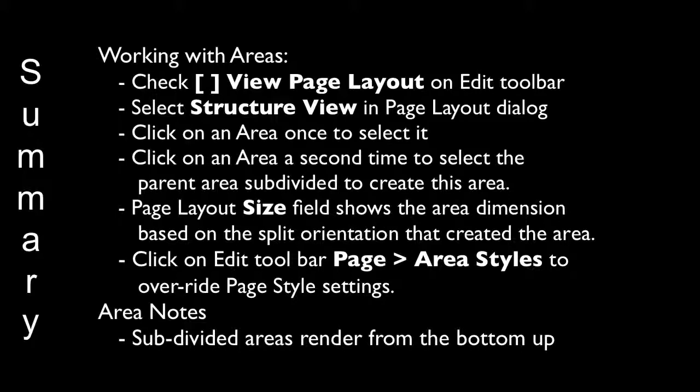Finally, while it is not illustrated in this lesson, it is worth noting that areas are rendered from the bottom up. For example, if you have set a page background graphic and then split the page into 3 areas and set an area background image for the central area, this image will appear on top of the page background image. If you then subdivide the central area and set a background image for one of the new sub-areas, that image will appear on top of the central background image, which appears on top of the page image.